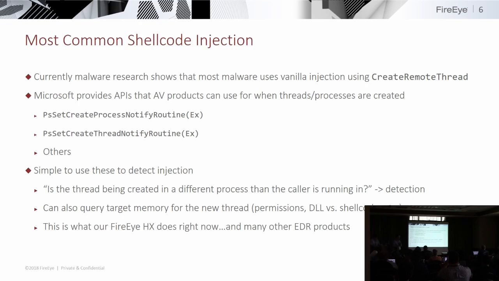I'm going to be mentioning threads a lot, and I'll also explain why that matters here in a moment. So you can query target memory for a new thread, so you can look at the permissions, if it's a DLL versus shellcode, and then you can write, these AVs can write regular expressions around shellcode. That's going to be hex, again, base64, things like that.